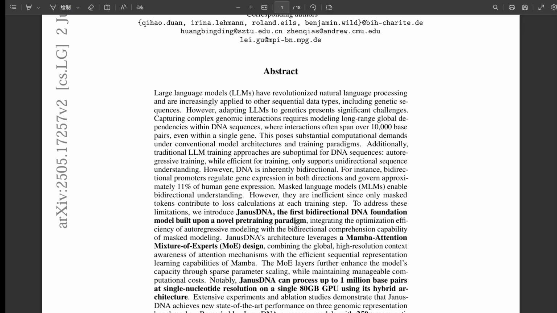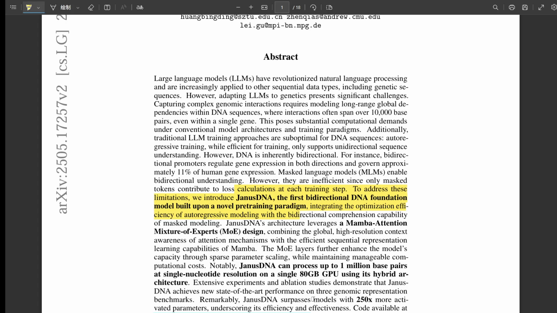Then there's the need for bidirectional understanding. Looking both ways. Yeah. Biological processes in DNA often depend on context from both upstream and downstream, before and after a specific point. Think about bidirectional promoters. They can kick off gene activity in both directions along the DNA strand. But many efficient AI training methods, the autoregressive ones, they're built to read in one direction only, like left to right. They miss that looking both ways part. So the efficient models aren't bidirectional, typically. Are the bidirectional ones inefficient?